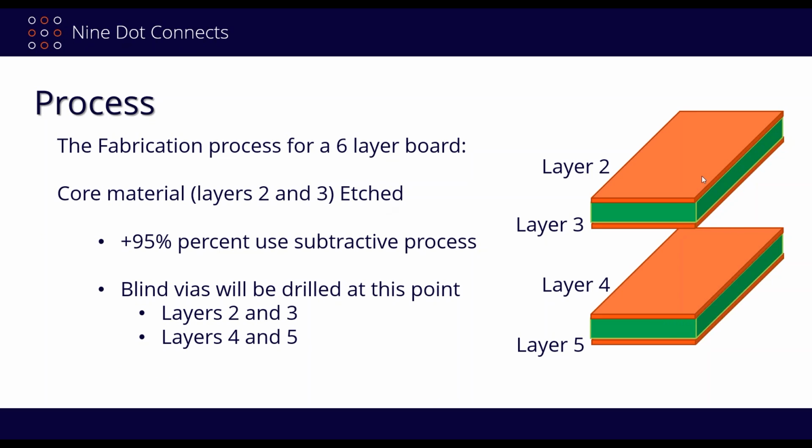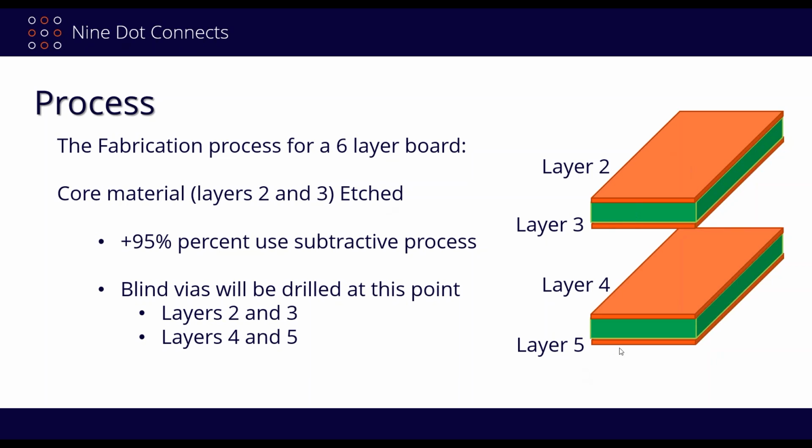What you see over here are layers 2 and 3. So they're being treated like core material, along with 4 and 5. So what they would do before anything else is that they would etch out layers 2 and 3. And they put the etch resist on top of it based on what you drew in your PCB layout tool. They put the etch resist on there. They would put this through a chemical bath. They would etch this out. Same thing for layer 3. You do the same thing for layer 4 and layer 5.